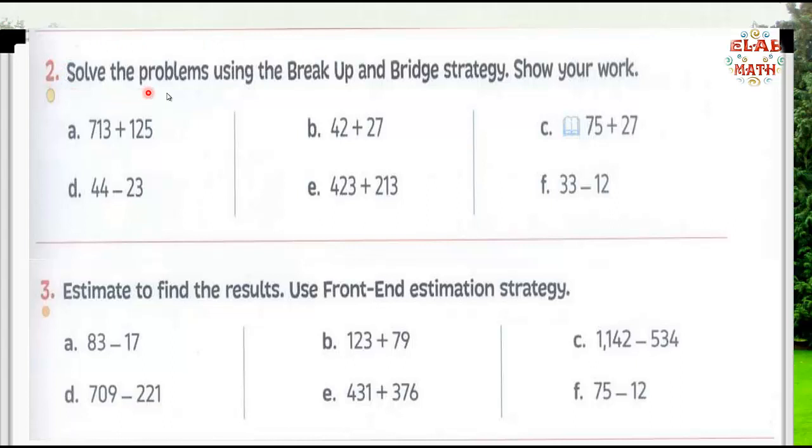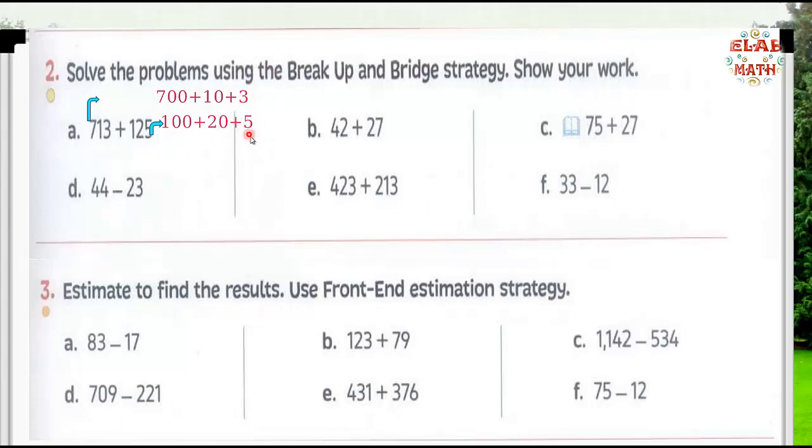Number 2, solve the problems using the breakup and bridge strategy. Show your work. I will use breakup. Breakup means you should write the numbers in expanded form, as you will see here. 700. Here I have 1 in the tens place, meaning 10 plus 3. Next number 125, it will be 100 plus 20 plus 5.